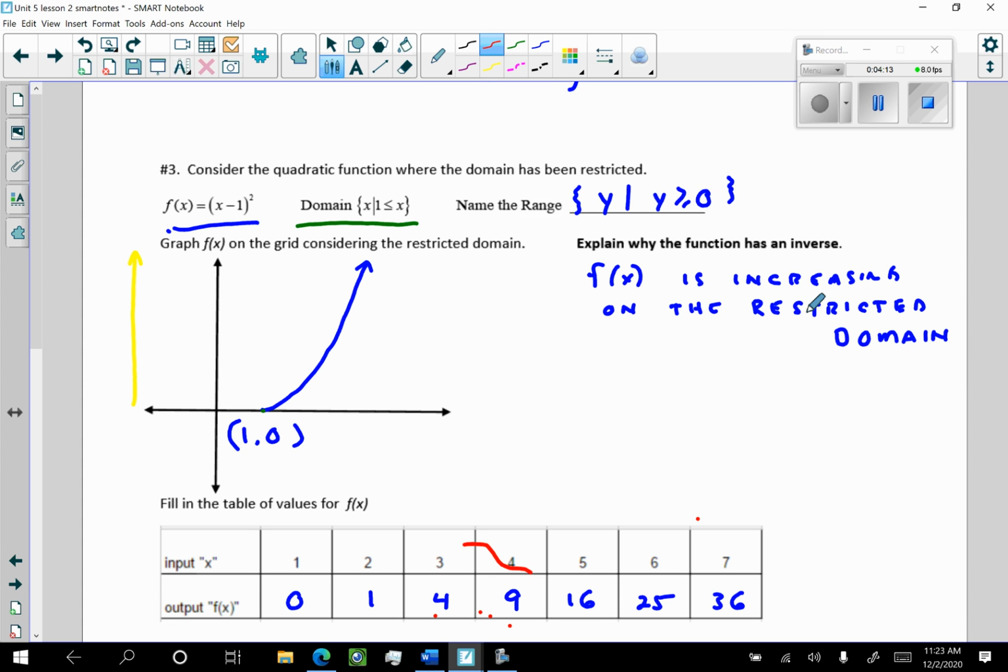Well, a normal quadratic doesn't, because a normal quadratic decreases and increases. But since I'm looking at a restricted domain here, f of x is increasing on the restricted domain. So since f of x is increasing on the restricted domain, I'm going to tell you right now, home skillet, this guy exists. That guy does exist.